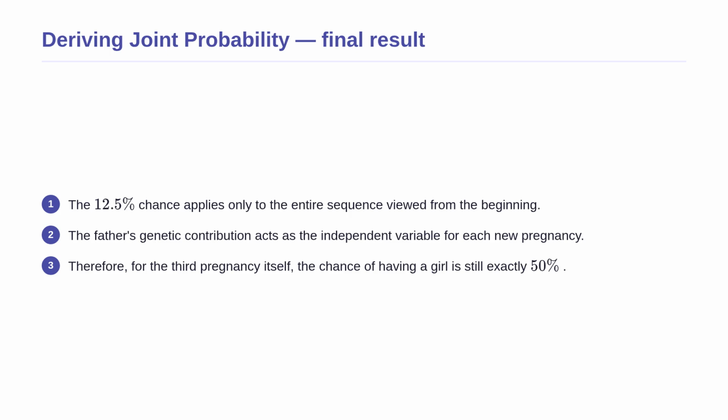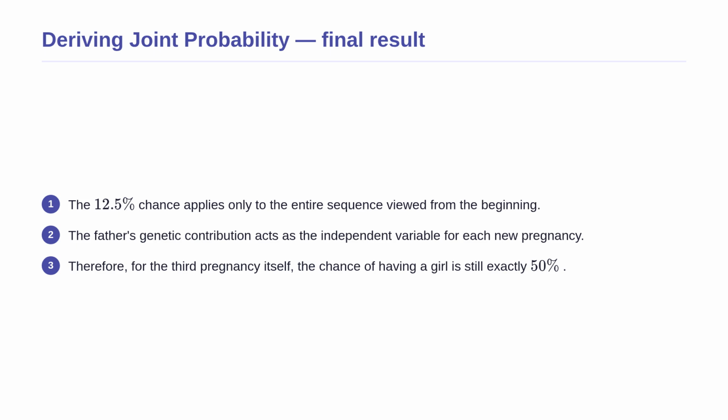Continuing our logical breakdown, we interpret what this 12.5% actually means. This brings us to our final result. The 12.5% chance only applies to the entire sequence of 3 births, viewed as a single combined event from the very beginning, before the couple even started having children.